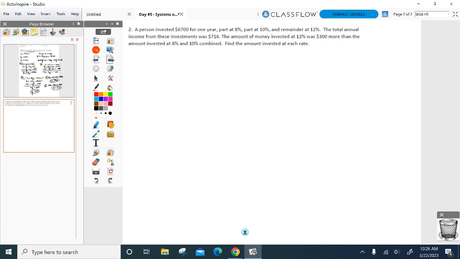So we put $6,700 into 3 ways: an 8, a 10, and a 12. And the money we got back from those was $716. And the amount in the 12 is 300 more than the 8 and the 10 combined. So XYZ, let's go. XYZ.